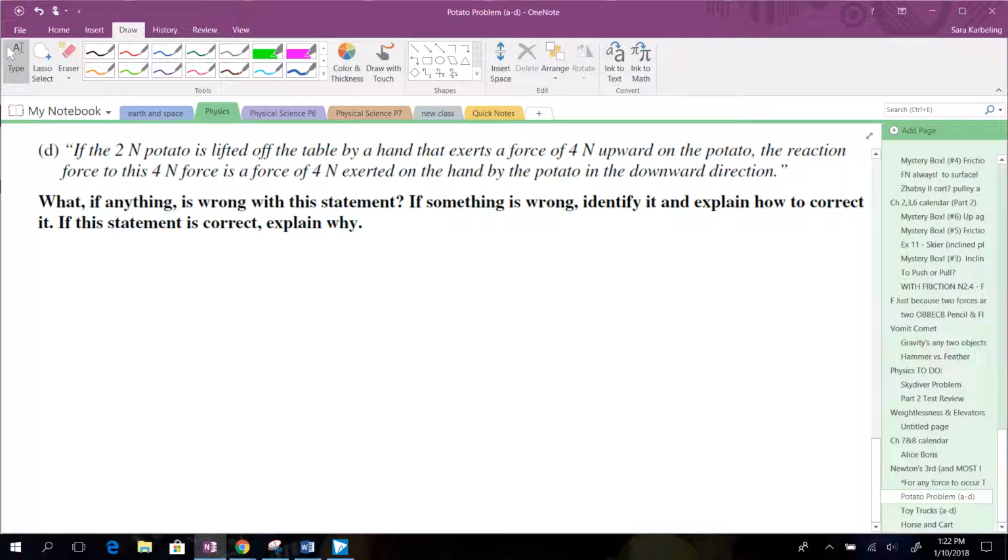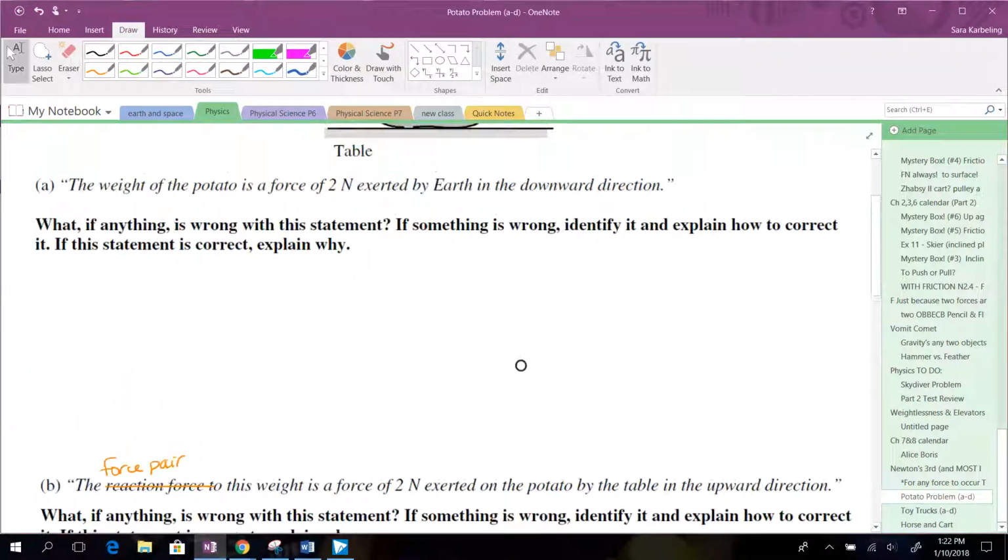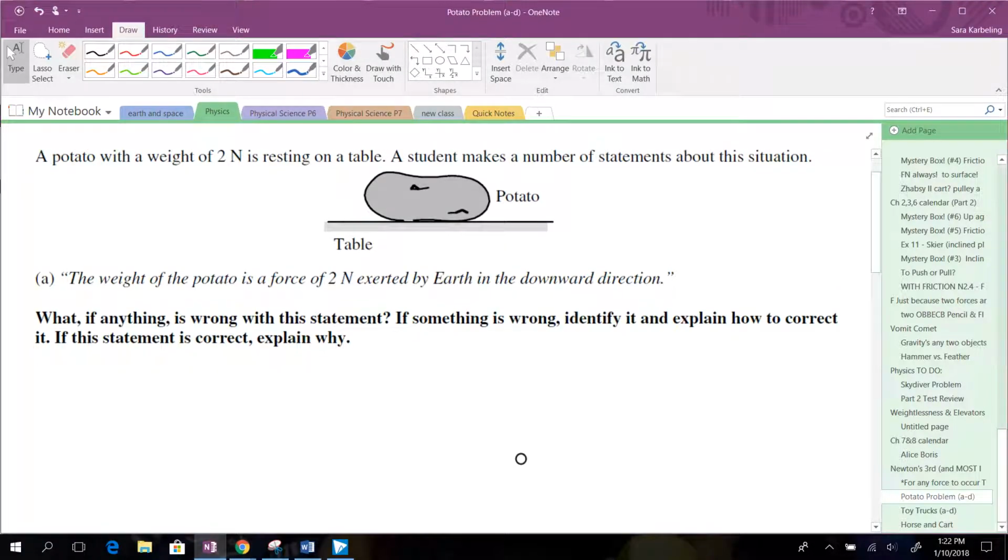Can we go up? Yes, you may, quickly. You don't need to run. Okay. At your tables, discuss A. Go ahead and have a conversation about that.